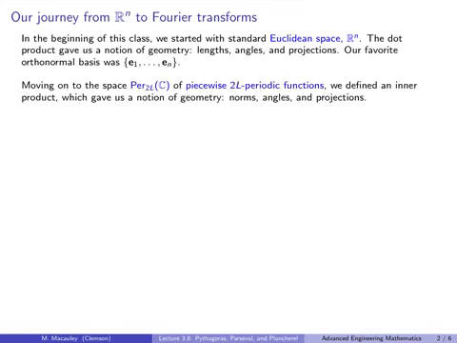Moving on to the space of piecewise 2L periodic functions, that's an infinite dimensional vector space, we defined an inner product, that's a generalization of the standard dot product for general vector spaces, and this gave us a notion of geometry. We were able to define norms, angles, and projections in this vector space just like we did in Rn, and other things as well. We didn't use angles that much, but we certainly used orthogonality, which really is like a right angle.